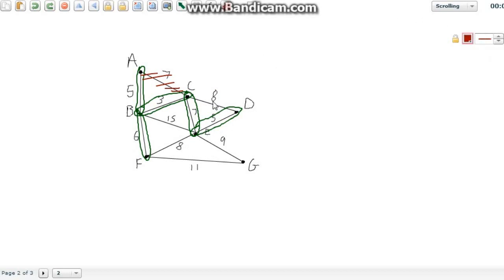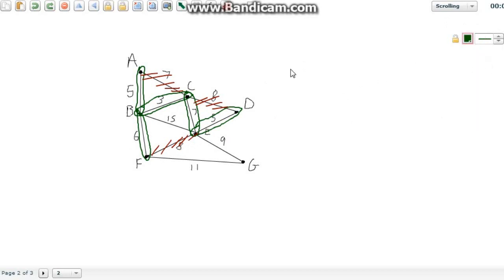You could keep going round. We don't want that, so we delete it. We go back to selecting. The next lowest is this 8. Would it create a cycle? It would as well. BCEF, a 4 vertex cycle, would be created. So we don't want that. We're going to delete this arc as well.